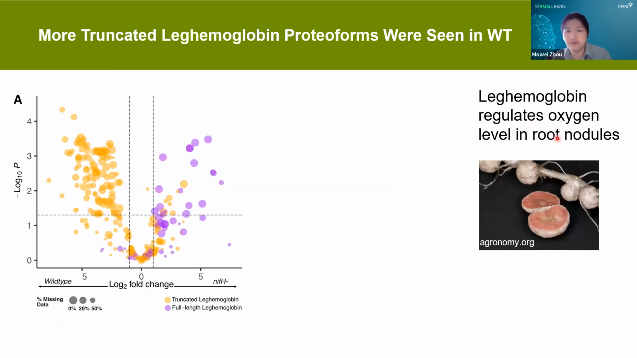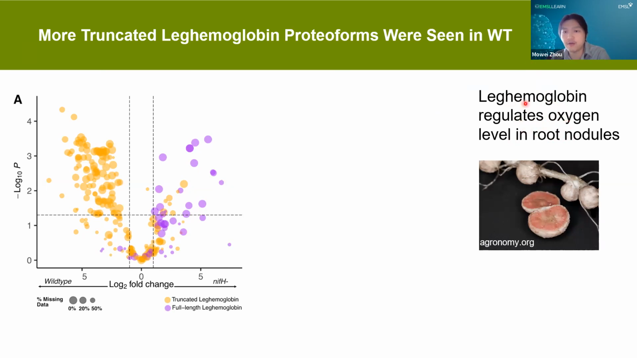So it's very important for the symbiosis process, because when the bacteria fix the nitrogen, those nitrogenases are very sensitive to oxygen. So you have to really control the level and keep the environment under anaerobic conditions. But the plant's metabolism also requires oxygen. So the leghemoglobin regulates the oxygen level in a fine-tuned manner so that it keeps the process going.